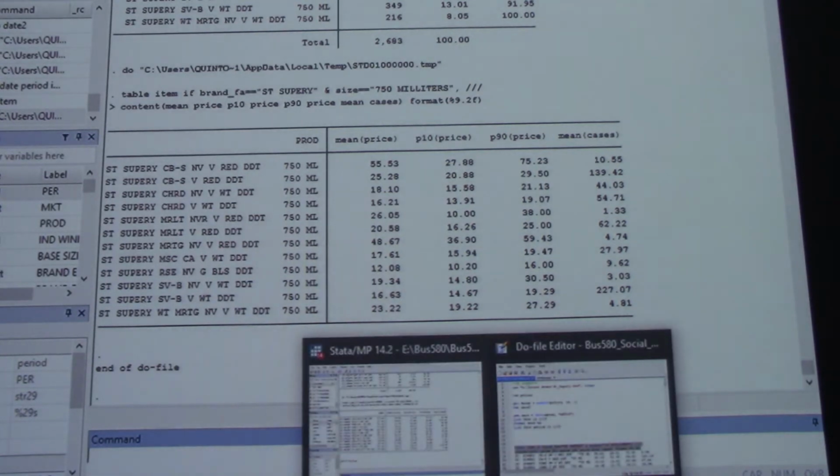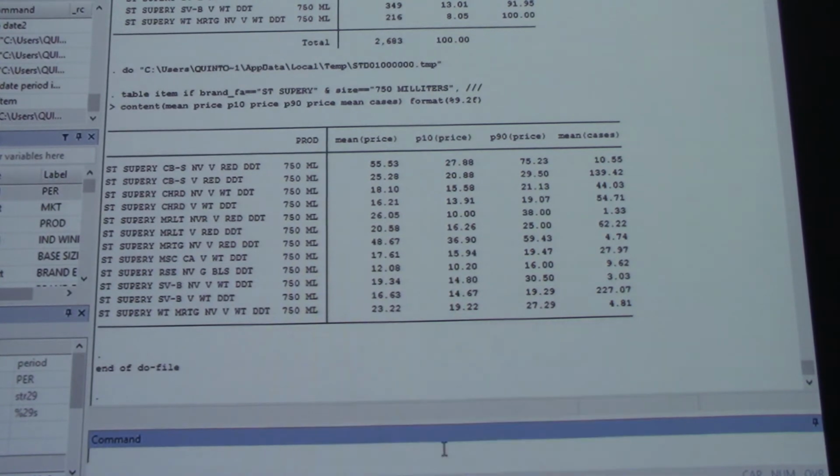What's the P10, P90 price? Prices at the 90th percentile and 10th percentile. Okay, so the lowest 10% of the price, this kind of gives you a range of the price. On average, that Napa Valley Cabernet Sauvignon sold for about 55 bucks. But 10% of the time you can get it at the lowest price, the 10th percentile was 27 bucks, and it goes up to 75 bucks at the 90th percentile.